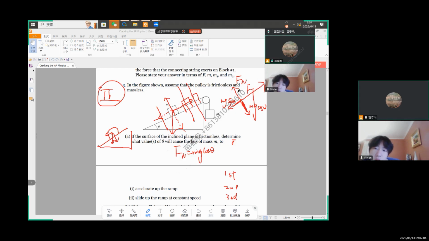So if this one balanced, what about in this direction? Is this direction balanced, or is FT higher, or is mg sine theta higher? I'm drawing this one better because I hope it goes up, right? So let's return to the question: at what theta will the block of mass 1 accelerate up?